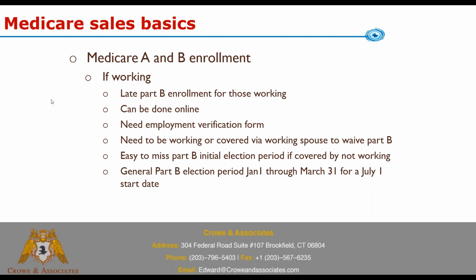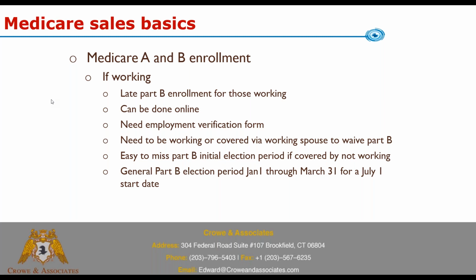Well, that B enrollment, that's called the delayed Part B enrollment, and that is done online. And you do it through the same site I just showed you earlier, and that's how you enroll for delayed Part B. You need what's called an employment verification form to do that. So we'll just hit the rules for a minute, or kind of how that works.